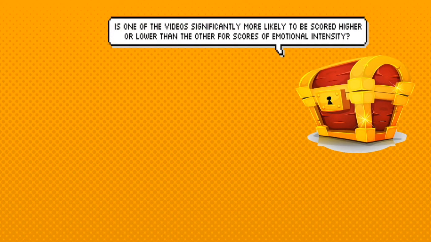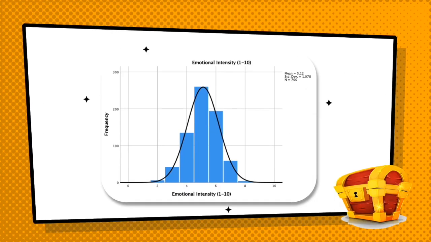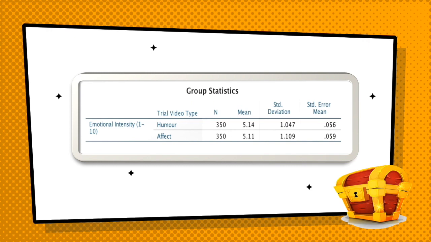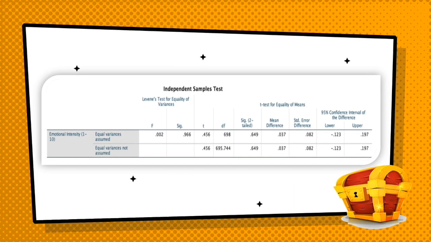So similar to question 2, we use two-tailed independent sample t-test to compare the mean emotional intensity of two sample groups. Here, we check distribution of emotional intensity with histogram and found it relatively normal. In the first table, the mean emotional intensity for humor video is 5.14, higher than that for affect video, which is 5.11. Then we check its significance in the next table.